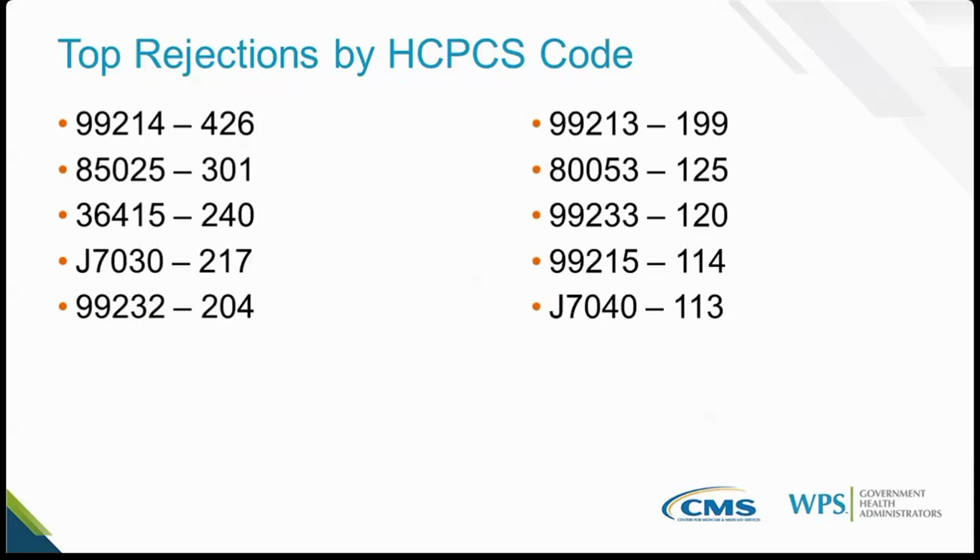Here are the top rejections for specialty 83 by HCPCS codes. The number one CPT code that was rejected by WPS was 99214, which is an evaluation and management service, followed by lab service, 301, the 85025, 36415, that venipuncture code, 240 rejections, J7030, 217, and you can see on and so forth. The top rejections by HCPCS codes.